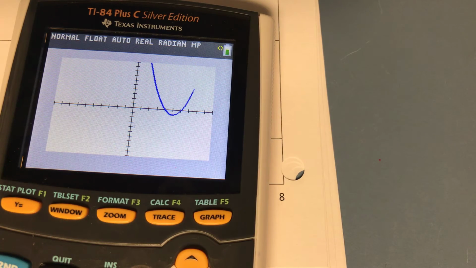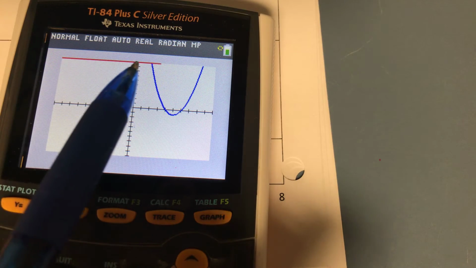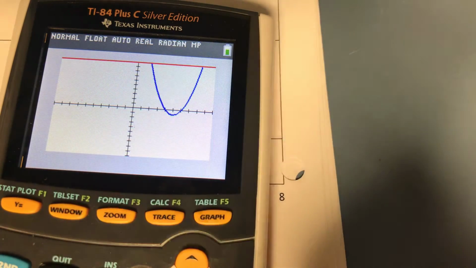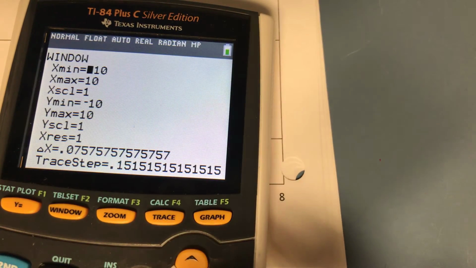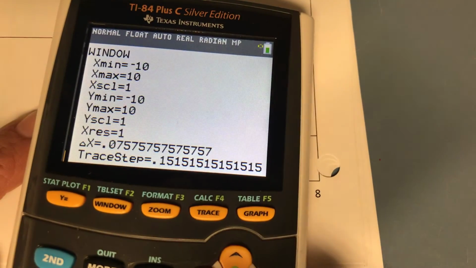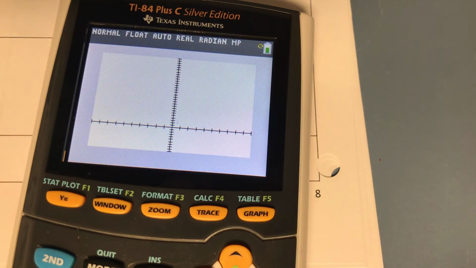So there goes my U. In color, I can see that it's all the way at the top. I just need to go up a little bit more so I can see this. So I'm going to go to Window. I need to go up, that means I'm going to change my Y max. I'll change it from 10 to 30, and that will take care of both of them. So I'll hit Graph again, and it just takes a little while.